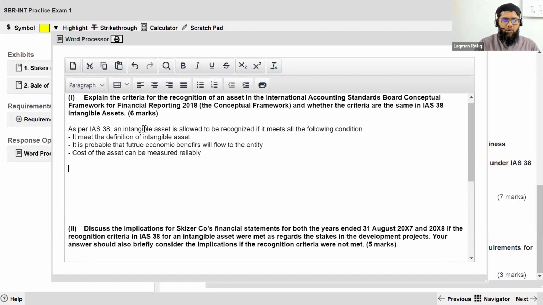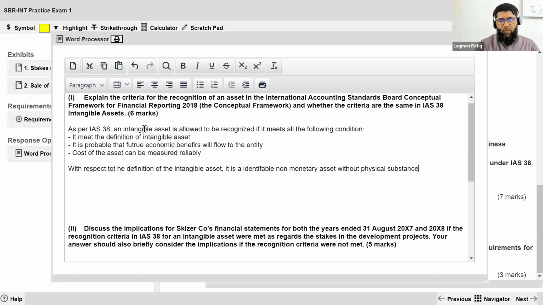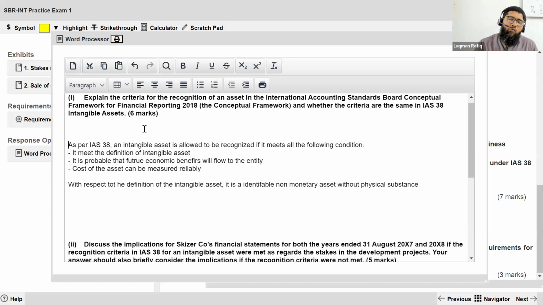With respect to the definition of the intangible asset, it is an identifiable non-monetary asset without physical substance. See, if I don't know the framework, what am I going to do? I'm simply going to write down things pertaining to IAS 38. I'm not just going to miss out the whole question. You've got to capture marks where you can capture. You don't have to give up.